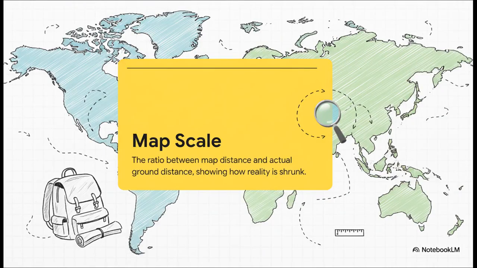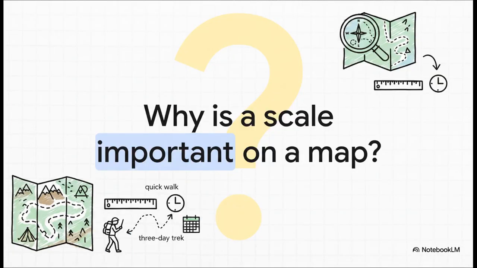Well, a map scale is simply the ratio between the distance on your map and the actual distance on the ground. It perfectly dictates exactly how many times the vast, sprawling, real-world landscape was shrunk down to fit precisely onto your piece of paper. It is literally shrinking reality so you can carry it around in your backpack. So that leads to question 22. Why is a scale important on a map?